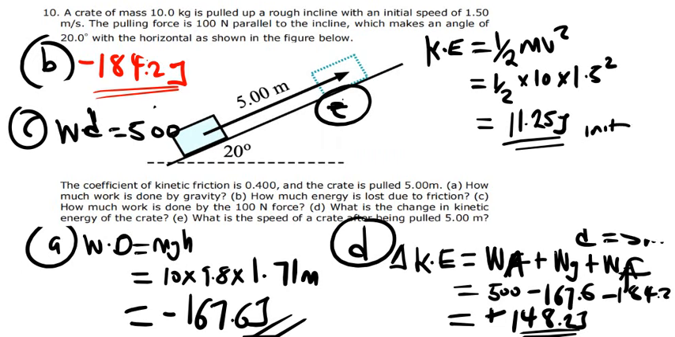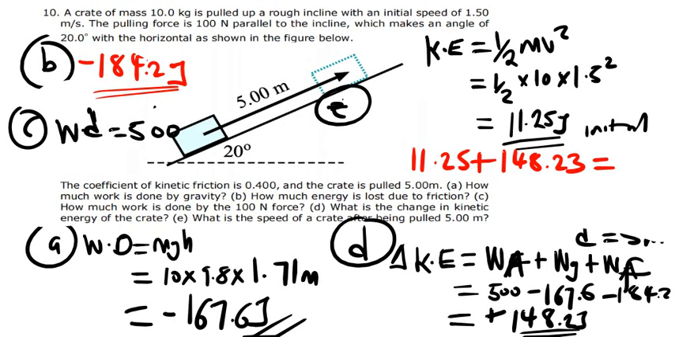Initially that was the kinetic energy. What about the final kinetic energy? The final kinetic energy is just what we just found, this one. So if that is the final kinetic energy, then what are we going to do? Therefore, for the total kinetic energy, we're going to add 11.25 plus the one that we just found, 148.23. That would be the total kinetic energy.